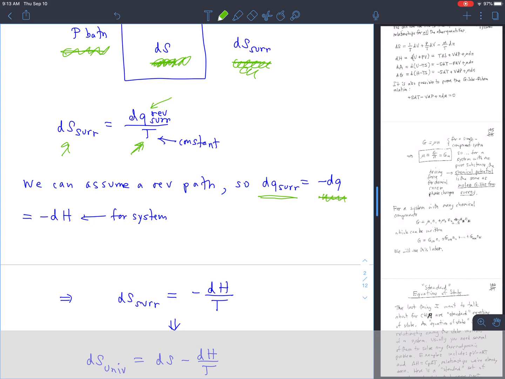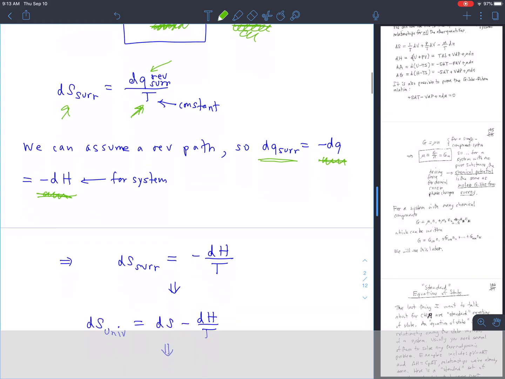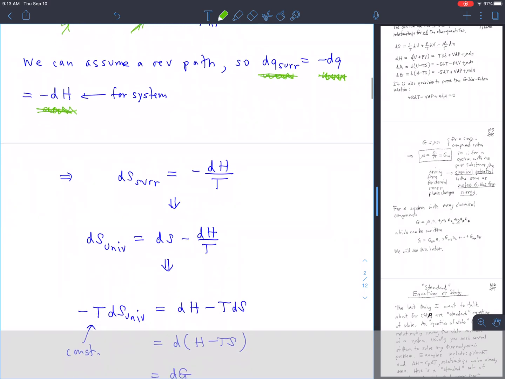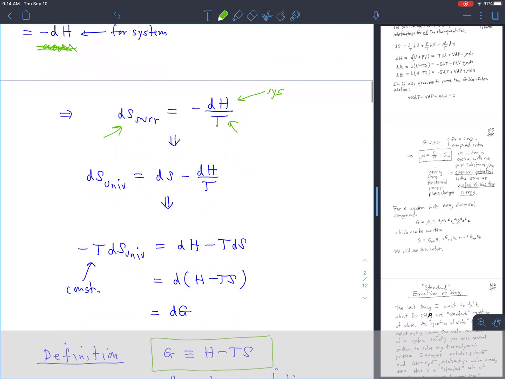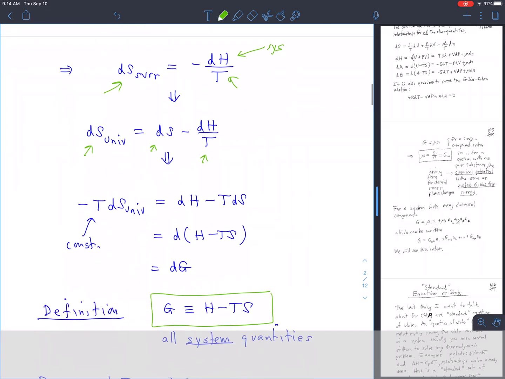Then that heat change for the system is the same thing as the enthalpy change for the system, and the enthalpy is a state function. So in this case, the heat change is a state function. The heat change for the surroundings is a state function because it's the same thing as the heat change for the system, which is the same thing as the enthalpy for the system, except for a minus sign. That means that the entropy change for the surroundings is equal to minus the enthalpy change for the system, remember, divided by T. And that means the entropy change for both system and surroundings is dS minus dH over T.